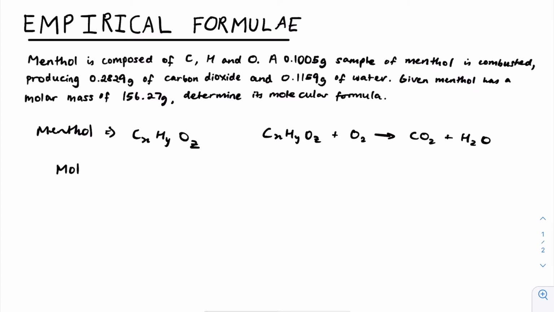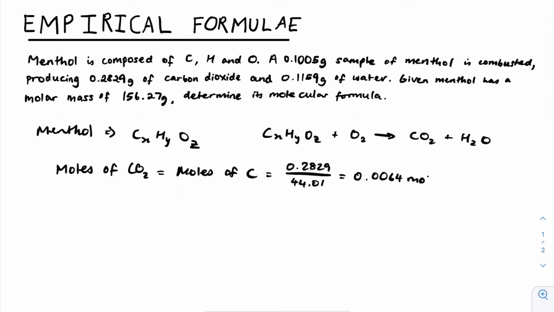Moles of carbon dioxide, which is equal to moles of carbon, is equal to the mass of carbon dioxide, which is 0.2829, divided by the molar mass of carbon dioxide, which is 44.01, which gives us 0.0064 moles.